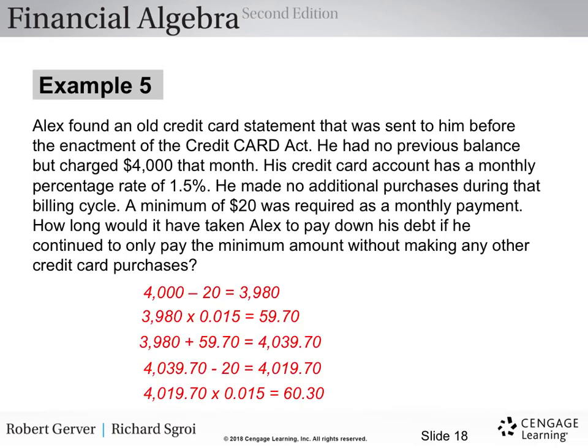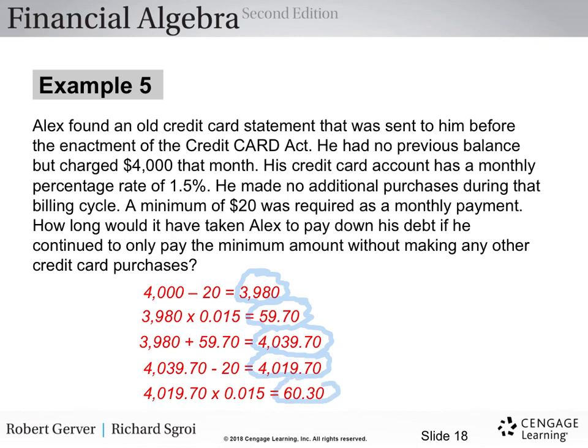All right, so let's look at this. So he had a balance of $4,000 and he made a payment of $20. So now his balance was down to $3,980. Okay, his interest on that, don't forget his monthly interest rate is 1.5%. So his interest on that would have been $59.70. Okay? Now, that meant he added that to the $3,980, his new balance would have been $4,039.70. He made a payment of $20 on that, and it was down to $4,019.70. And he made an interest payment on that, and notice the interest payment is now $60.30.